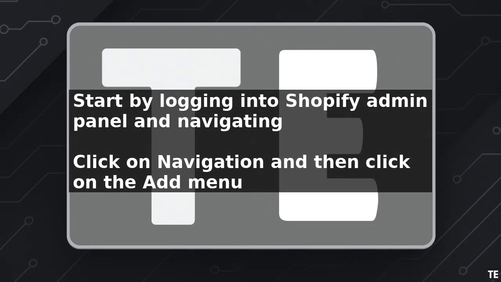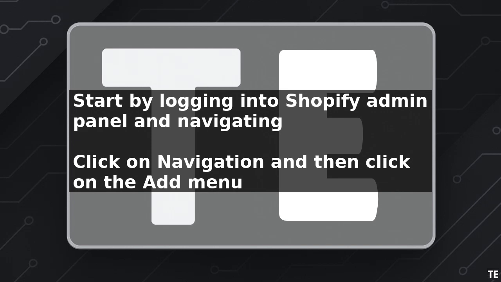To create a drop-down menu in Shopify, start by logging into your Shopify admin panel and navigating to the online store section. Click on Navigation and then click on the Add Menu button. Give your menu a name, such as Main Menu, and click Save.